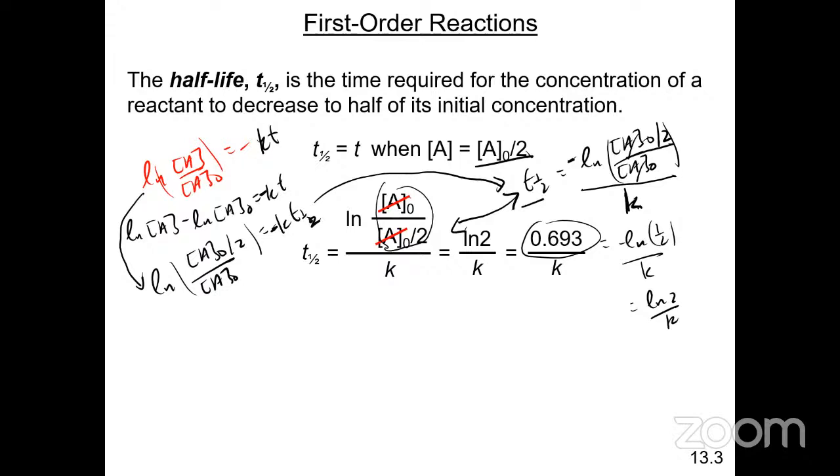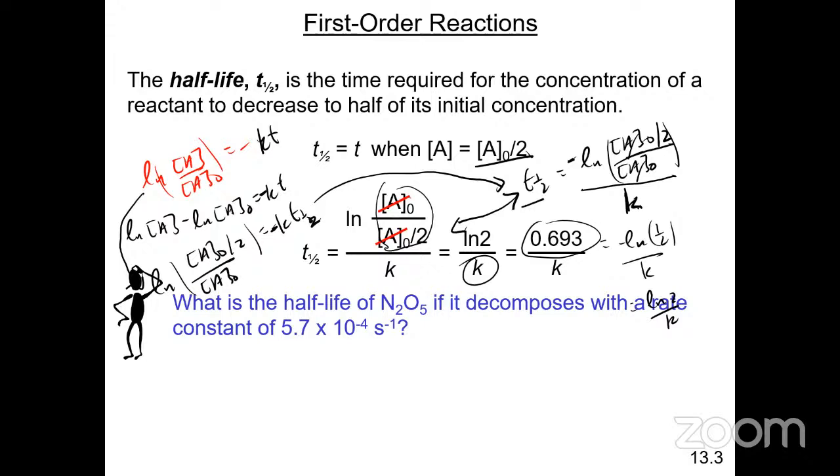In the case of the zero order reaction, the half-life has the initial concentration of A in that equation. So in that case, the half-life is dependent on the initial concentration of A. In this case, the half-life is independent of the concentration of A. It is only dependent on K, and K is a constant at constant temperature. So the half-life is constant for a first order reaction.